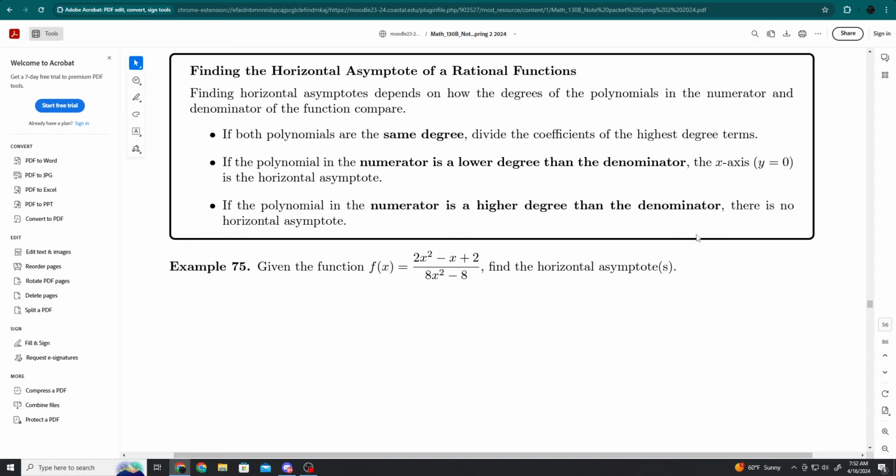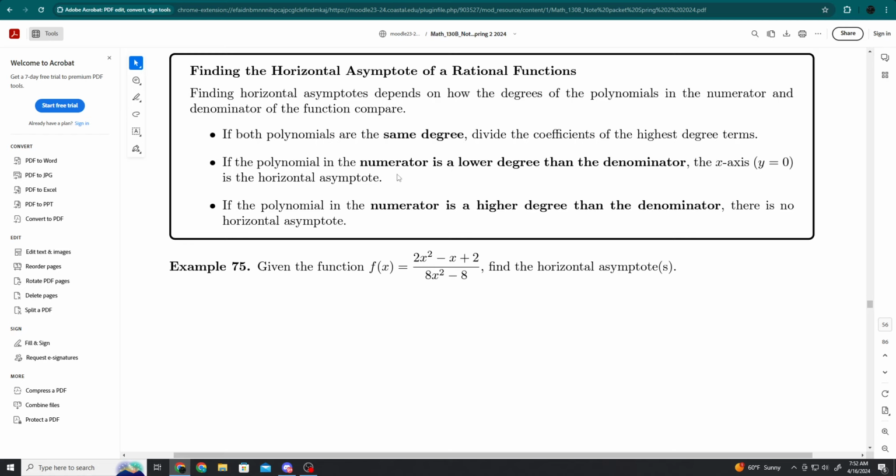If you recall, the degree of a polynomial is the largest exponent. We're going to look at the numerator, see what the largest exponent is, look at the denominator, look at its largest exponent, or its degree, and compare. 3 things happen. If both polynomials have the same degree, meaning top and bottom have the same largest exponent, we divide the coefficients of the highest degree terms. We just take the coefficient in the numerator, take the coefficient in the denominator, and divide them. That's it. Easy peasy.